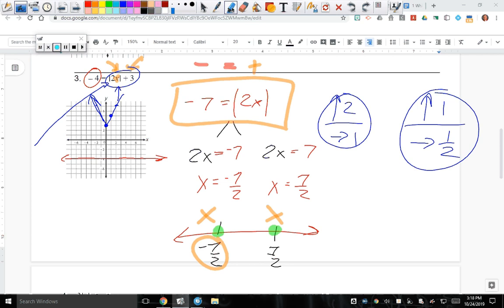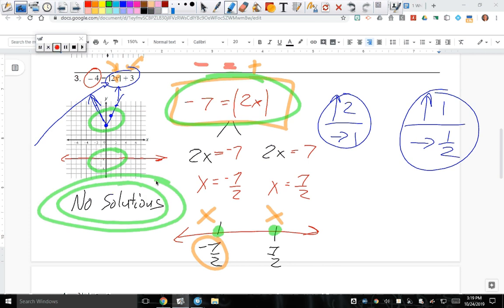Let's go for the points. If you got it here, give yourself 10. If you put this graph, give yourself 10. Put this graph, give yourself 10. If you wrote no solutions, give yourself 20. So we'll go 50 points for this one.